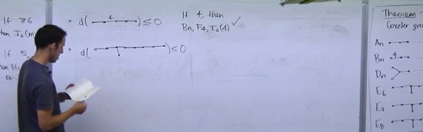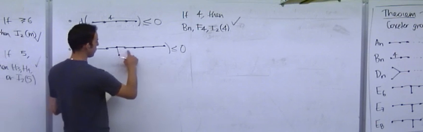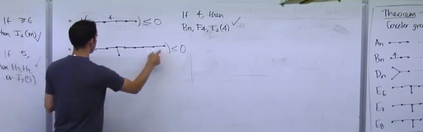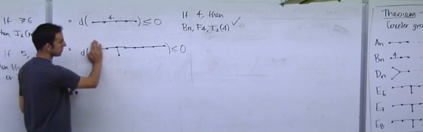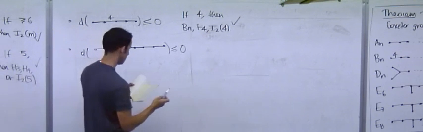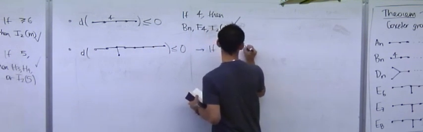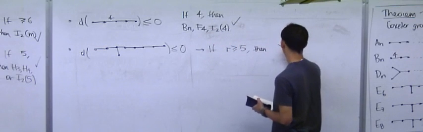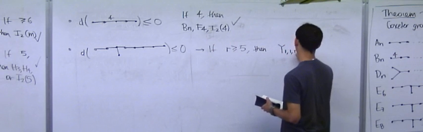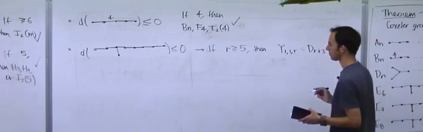And so that means that if you have one of the branches which is greater than or equal to 5, then you can't have another big branch. You must be Dn. So if one of the branches is greater than or equal to 5, then you must be 1, 1, that branch, which is just Dn plus 3. Okay.